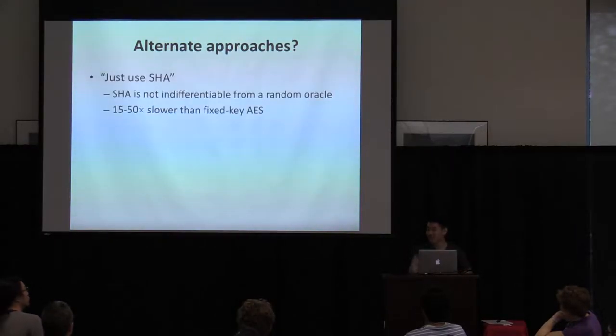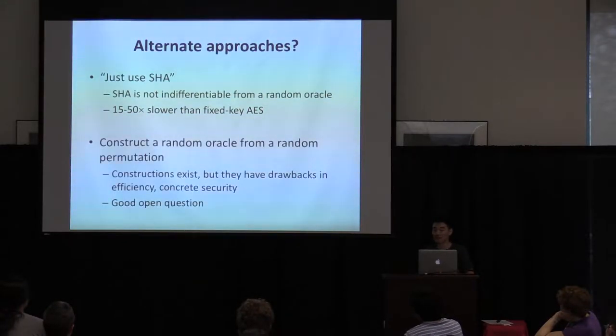Actually I have this slide. What about just using SHA? As I showed in the previous table, that leads to a very high performance slowdown. Also, we might want to know whether we can construct random oracles from a random permutation, let's say random permutations with a larger domain that we can use. This is actually quite a difficult question. It's an active open question in the symmetric key community. The latest one is the XRP construction that I mentioned, which appeared last year in Eurocrypt.